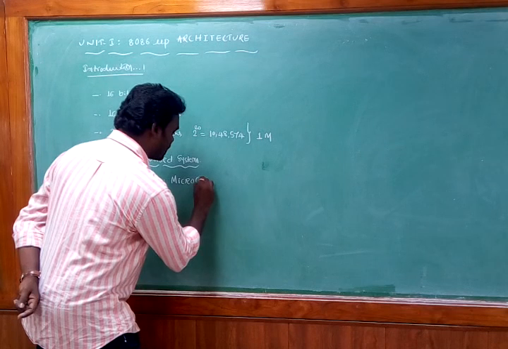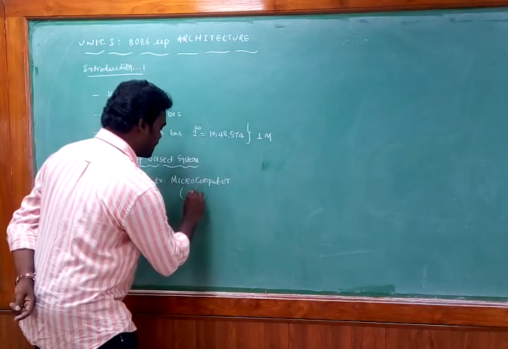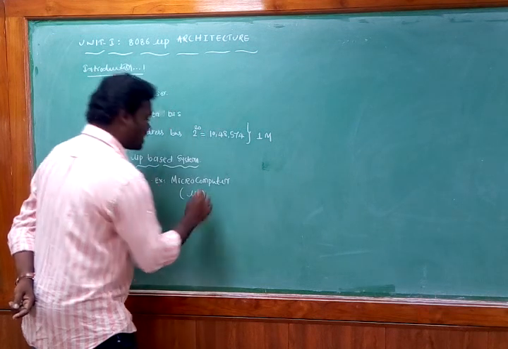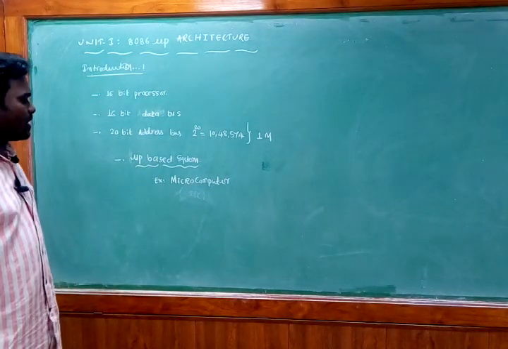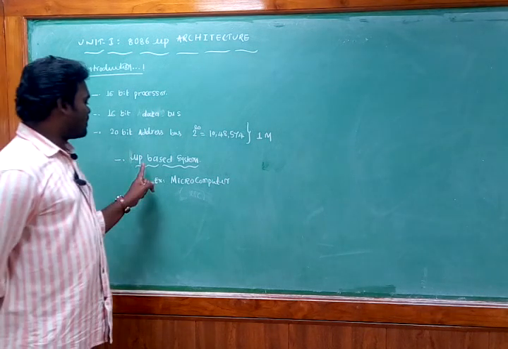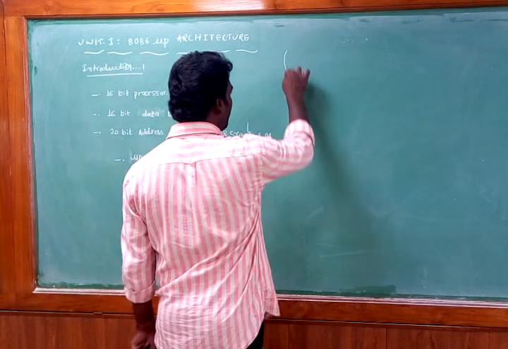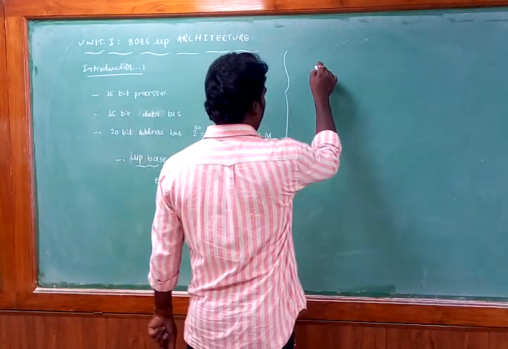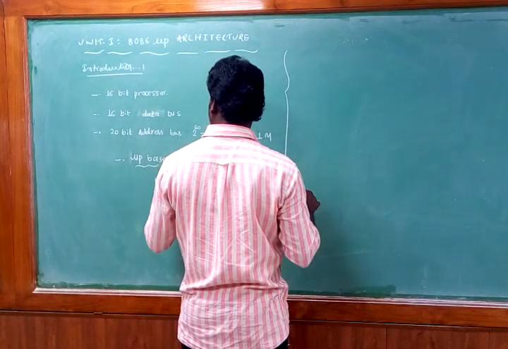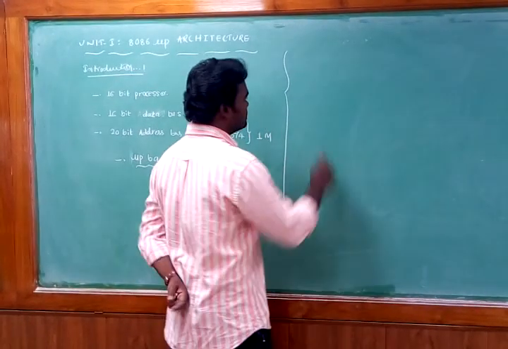We all know that a computer on a chip is nothing but a microcontroller. The best example for the microprocessor based system is a microcomputer, and I am going with the microprocessor based system, that is the microcontroller. When the microprocessor is interfaced with some input output devices, that system is named a microprocessor based system.